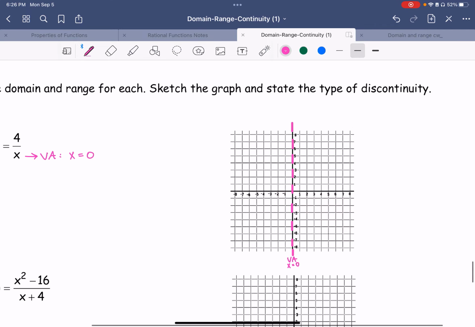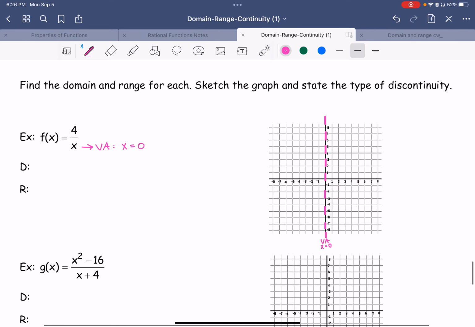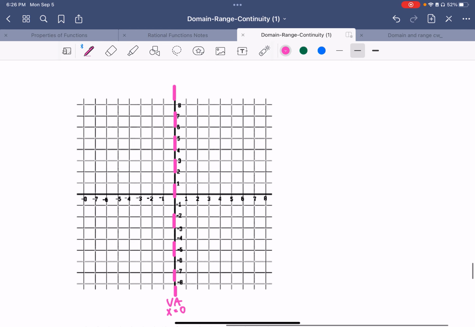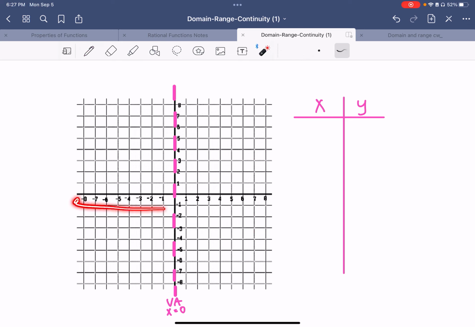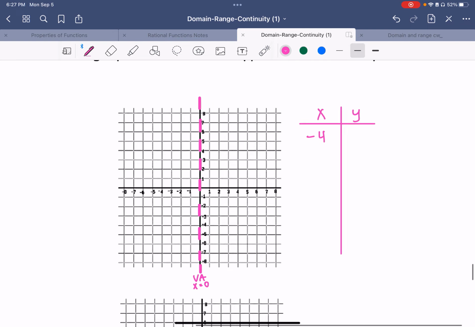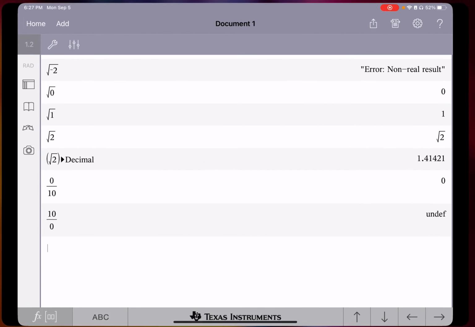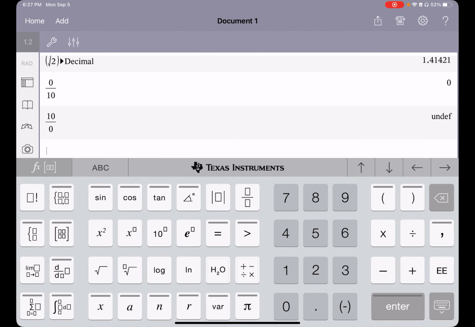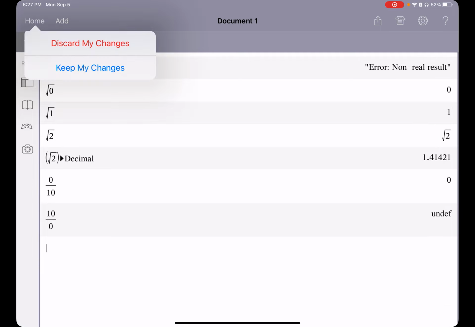Okay, vertical asymptote at x equals 0. So I'm going to create a table of points. Now notice that there are a lot of points from negative 8 to positive 8. I'm not going to do that many because that's a lot. Maybe I'll start at like negative 4 or something. Let's graph this on our calculator and see what we can get.